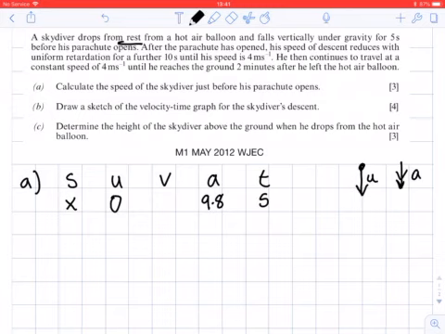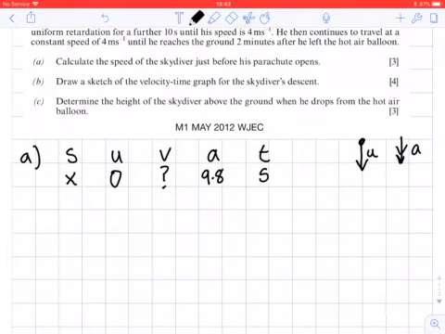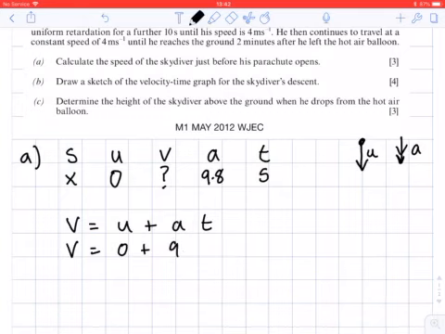Have I got anything about V? No, I haven't, but that's what I want. So again, I've got the same situation: 3 knowns, 1 thing that I need, and 1 thing I don't know anything about. The only equation that would work there is V equals U plus AT, and it's quite a nice little thing to calculate. So V will equal 0 plus 9.8 times 5. So V must be 49 meters per second. So that's part A done.